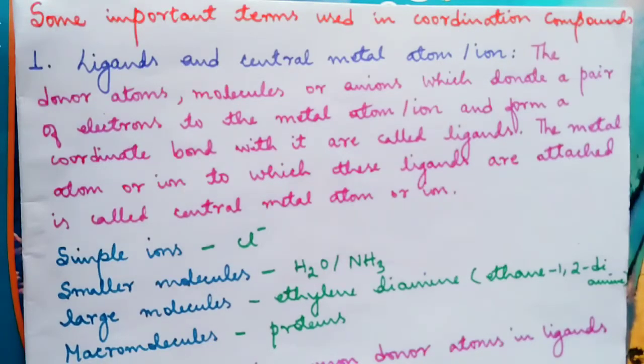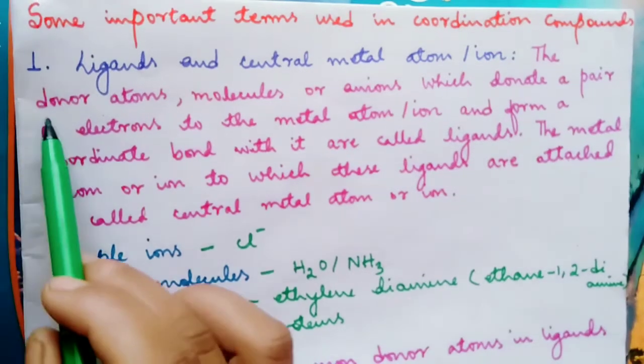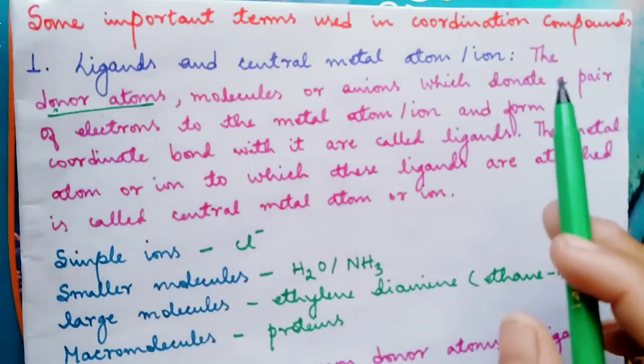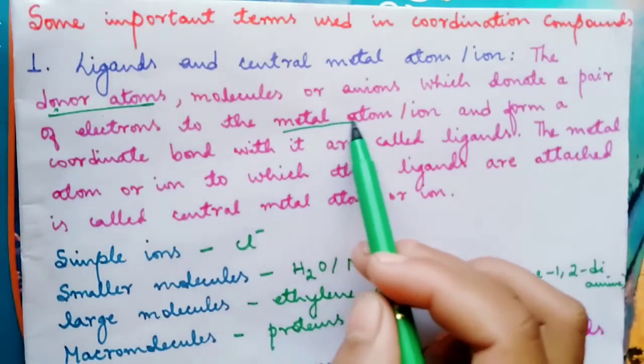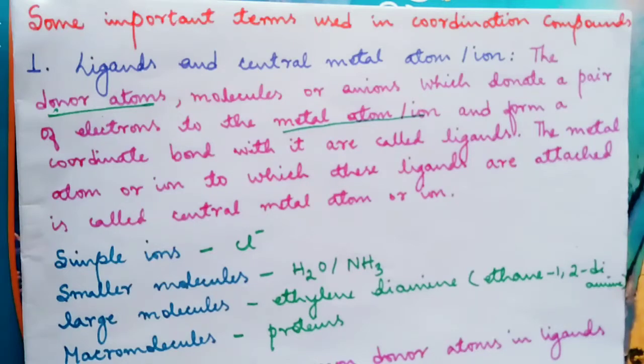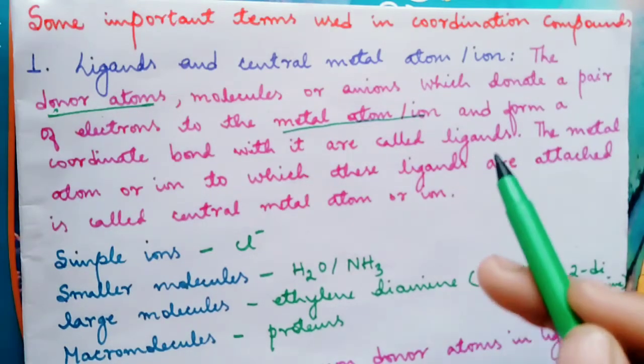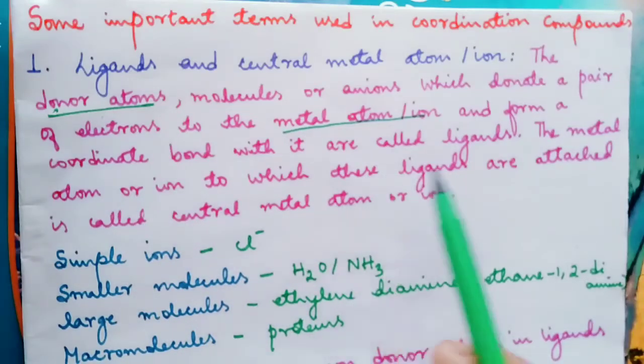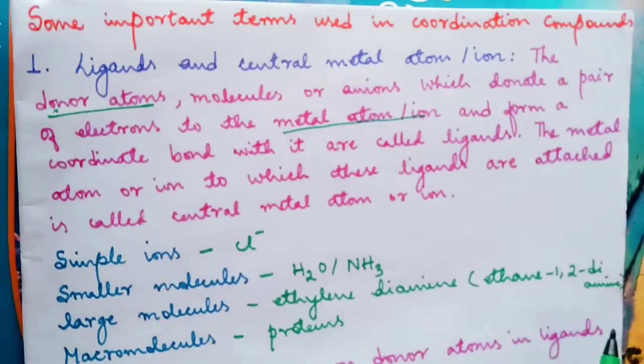In this video, I'm going to explain some important terms used in coordination compounds. The first one: ligands and central metal atom or ion. What are ligands? They are the donor atoms, those which donate a lone pair of electrons to the metal atom or ion and then form a coordinate bond with it. Those are known as ligands. Whereas the metal atom or ion to which these ligands are attached is called the central metal atom or ion.